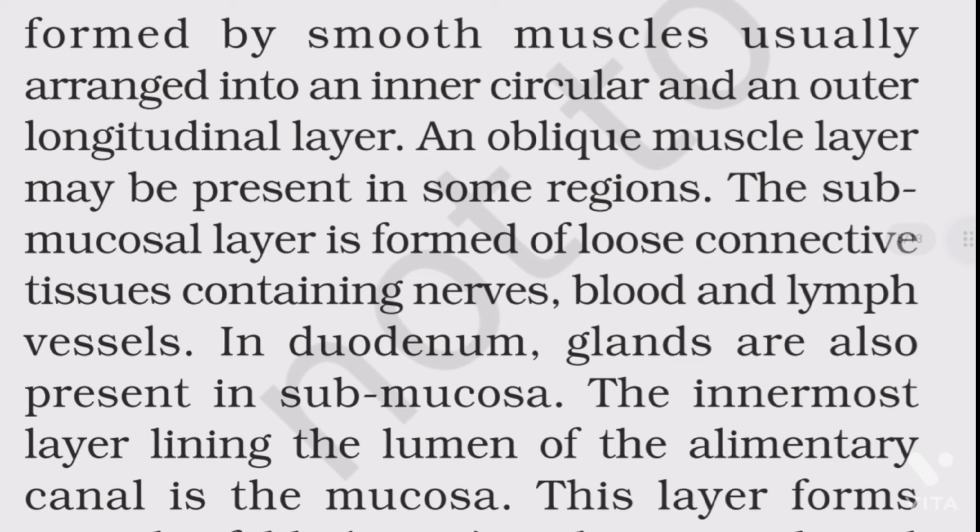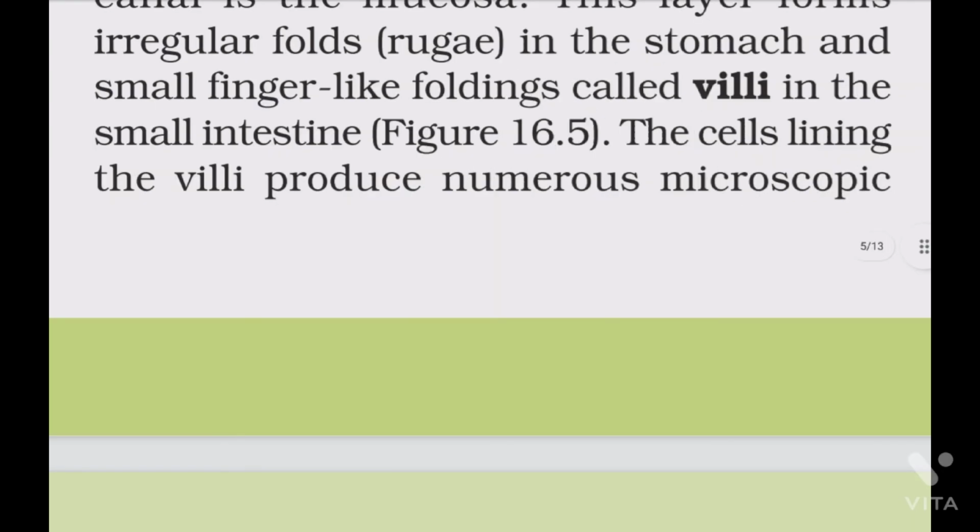The submucosal layer is formed of loose connective tissue containing nerves, blood, and lymph vessels. In duodenum, glands are also present in submucosa. The innermost layer lining the lumen of the alimentary canal is the mucosa. This layer forms irregular folds, rugae, in the stomach and small finger-like folding called villi in the small intestine. Figure 16.5.